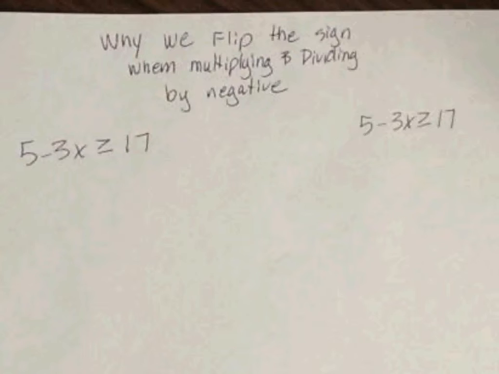So I know in class we talked about why we flip the sign when we multiply and divide by a negative when we're solving inequalities. I proved it with whole numbers, to keep it true, but I wanted to actually show you problems as an example as why we flip the negative.